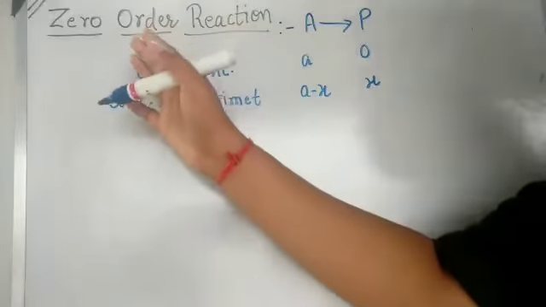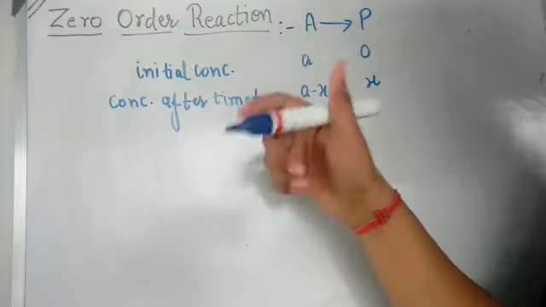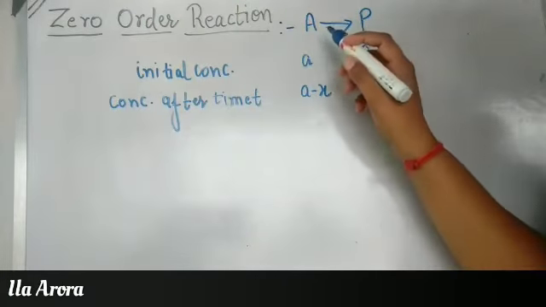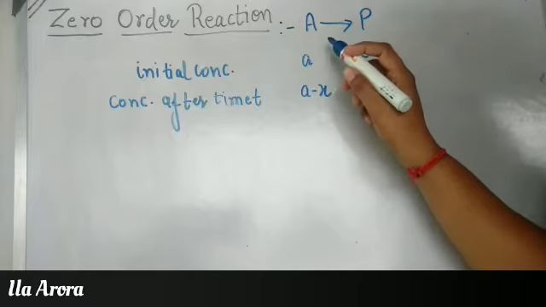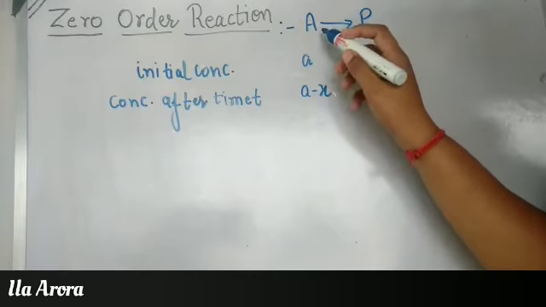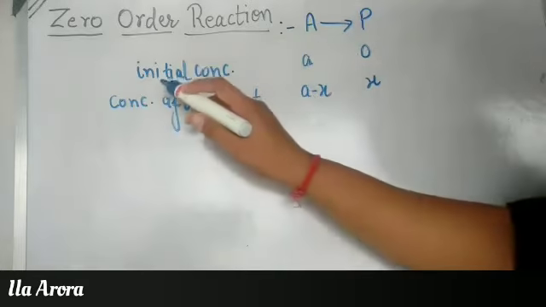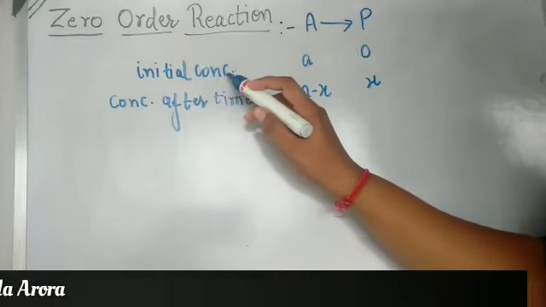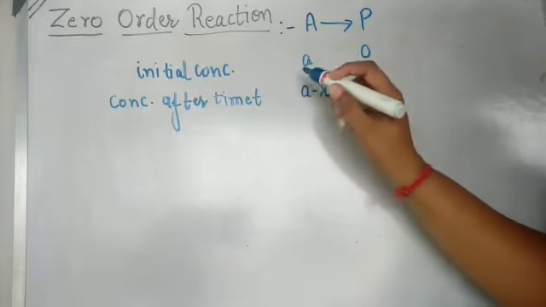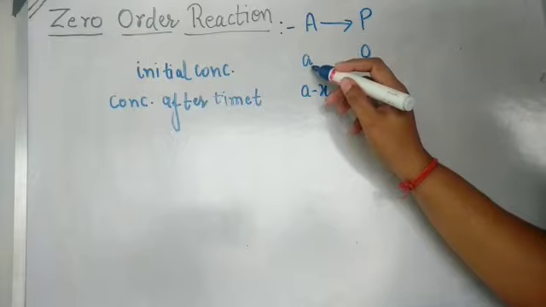Friends, today we are doing the zero order reaction. Suppose I have first considered this general reaction. Here, this reactant A is converting into product P. Suppose this is the initial concentration at time t equal to 0. So this is the concentration of your reactant.